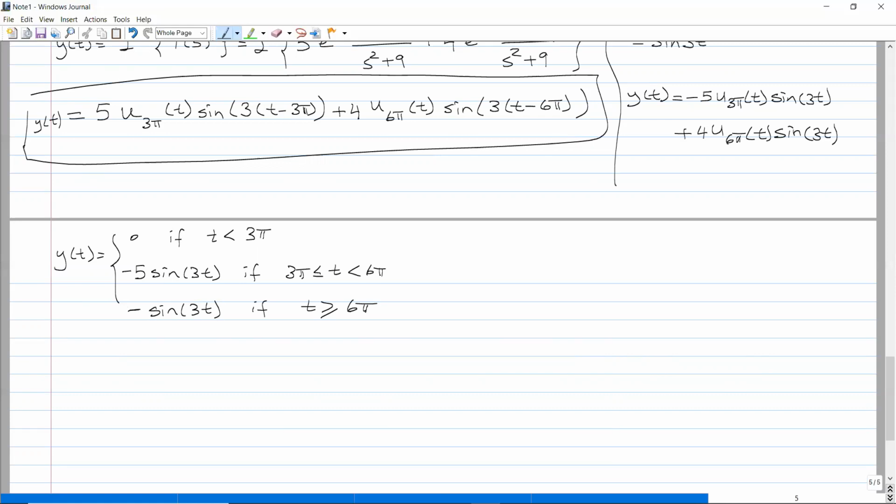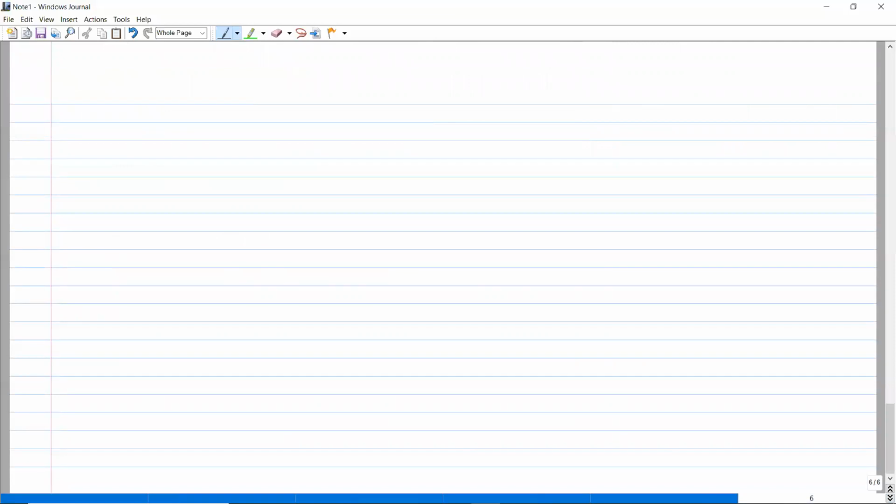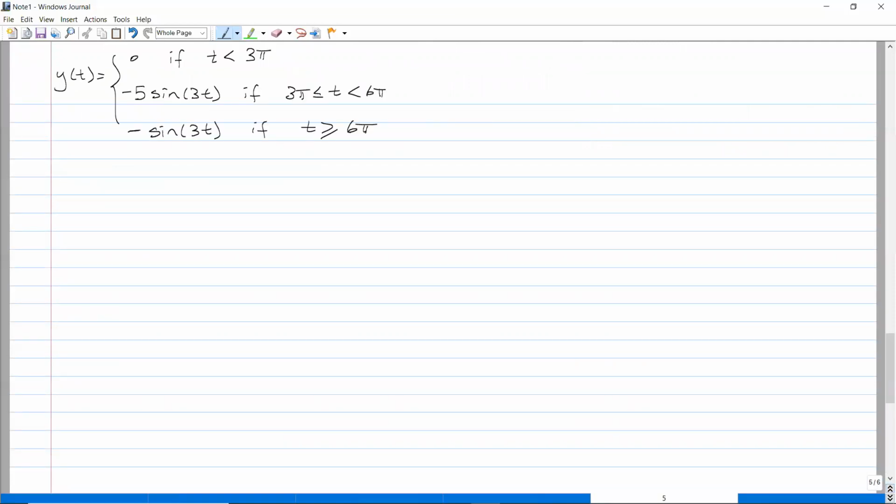And finally, we are asked to compute y of what? 13 pi over 2. 13 pi over 2 is 12 pi over 2, which is 6 pi, plus pi over 2. So it is greater than 6 pi. So that means we use minus sine 3t. So it is minus sine of 3 times (6 pi plus pi over 2).